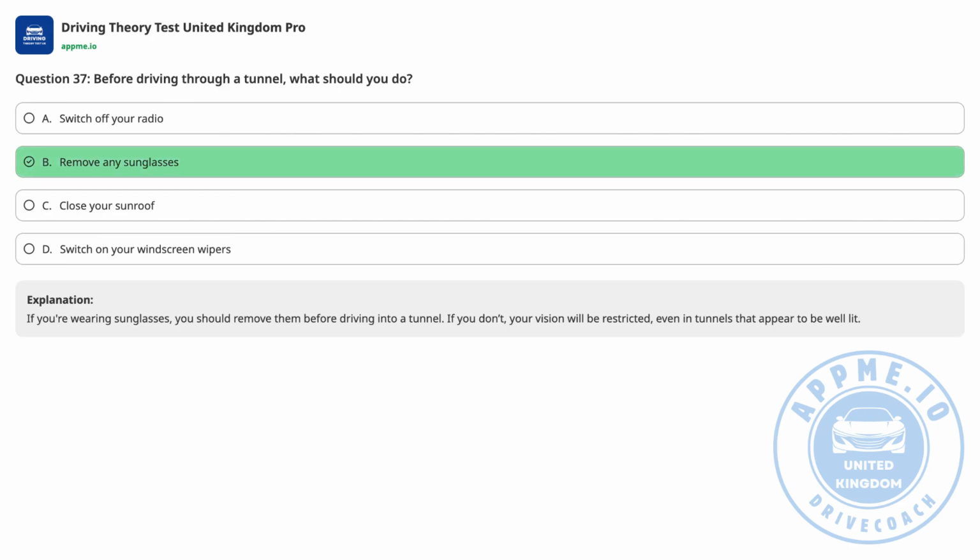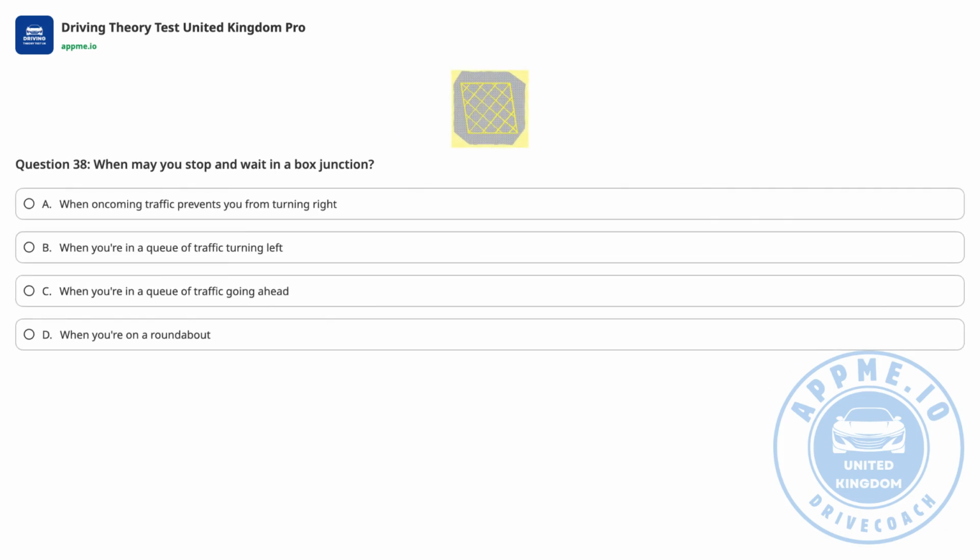The correct answer is B. Question 38. When may you stop and wait in a box junction? A. When oncoming traffic prevents you from turning right. B. When you're in a queue of traffic turning left. C. When you're in a queue of traffic going ahead. D. When you're on a roundabout.